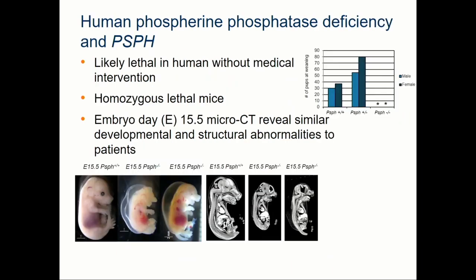And the final example, human phosphoserine phosphatase deficiency in the PSPH gene. If you look at the literature on this, it would be likely lethal in humans without medical intervention. So this is one of the challenges comparing the human and mouse data. Obviously, we don't do a lot of medical intervention on the mouse lines. It was homozygous lethal in the mouse. And then when we look at the embryo data and the micro-CT images, we actually find very similar developmental and structural abnormalities to those seen in the adult human disease patients, who obviously live because they have this extra medical intervention.